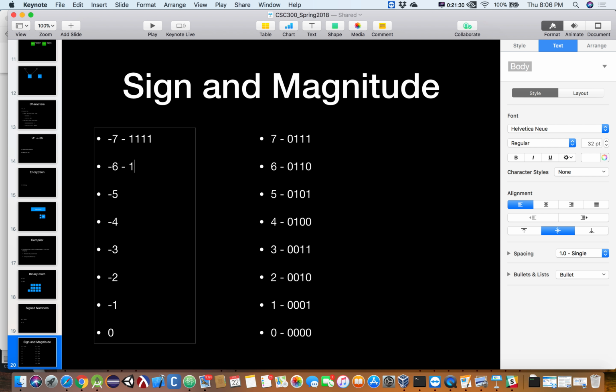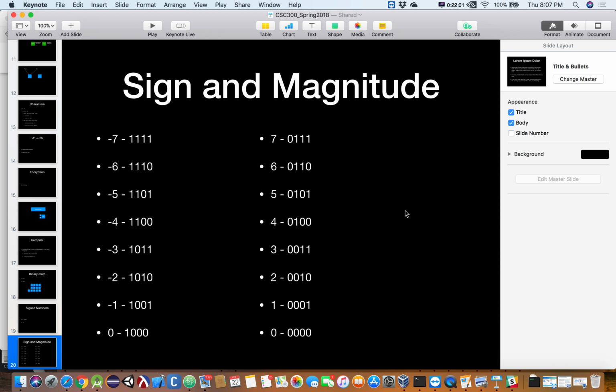This will be 1, 1, 1, 0. This will be 1, 1, 0, 1. This will be 1, 1, 0, 0. This will be 1, 0, 1, 1. This will be 1, 0, 1, 0. This will be 1, 0, 0, 1. And this will be 1, 0, 0, 0. All right, so that's sign and magnitude.